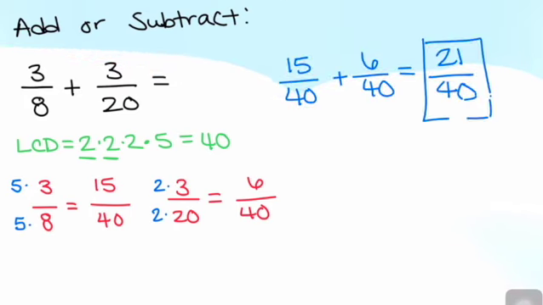And now my problem is 15/40 plus 6/40. To add, we add the numerators. 15 plus 6 is 21, and the denominator stays the same. So the final answer is 21/40.